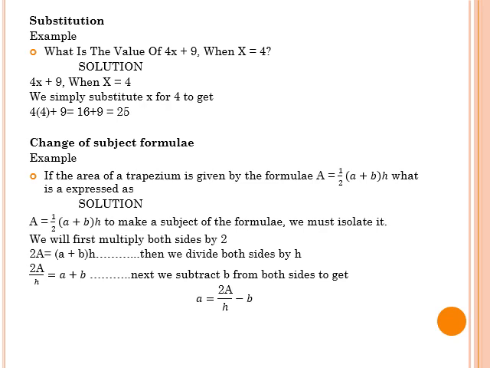So we will have 2A over h is equal to a plus b. We're almost there. The next thing we have to do is to subtract b from both sides. When we do that, we are going to have a is equal to 2A over h minus b. You have succeeded in changing the subject of formula from the area, which is capital letter A, to the small a. Good.